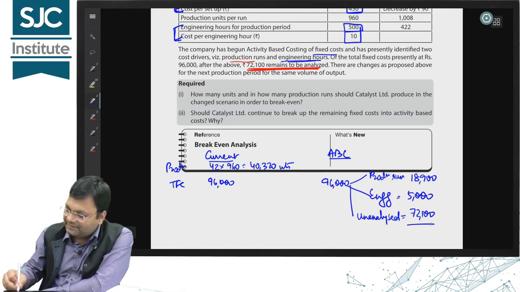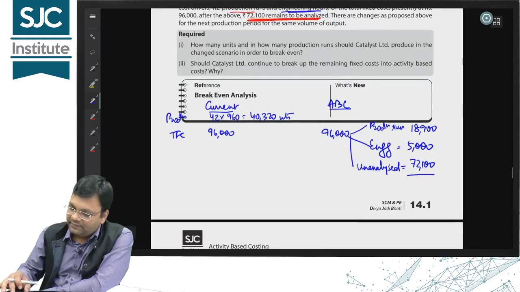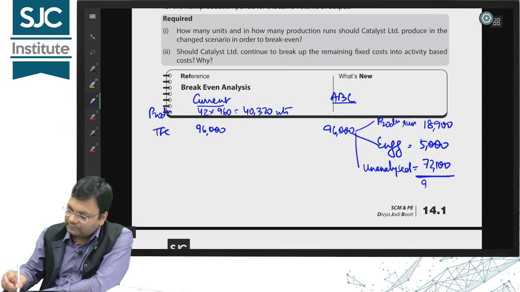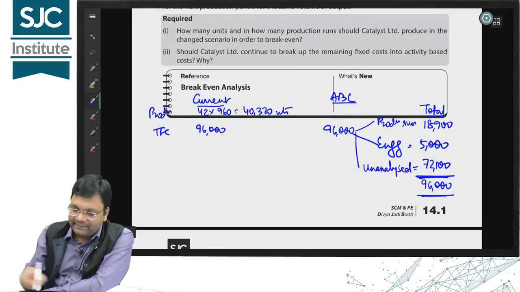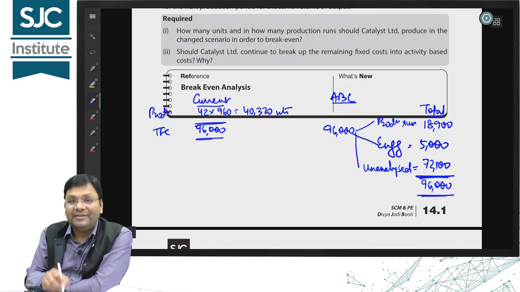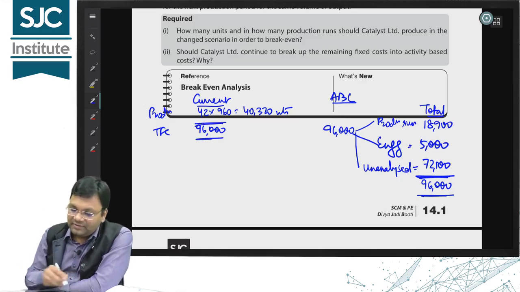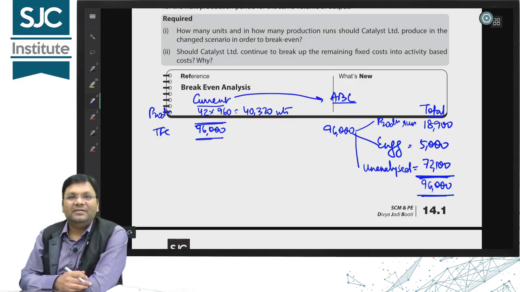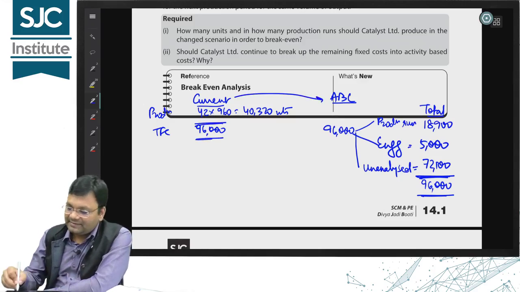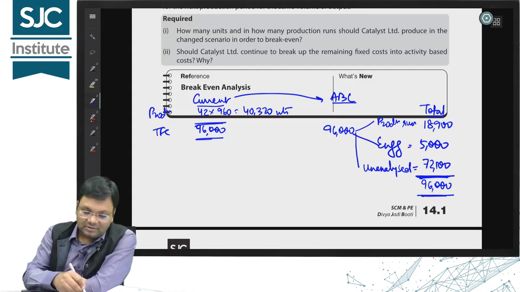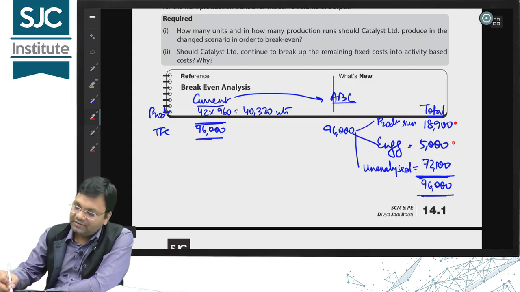If you add these three, 18,900, 5,000 and 72,100, it comes to 96,000. So the total is the same. Just the concept that I shared with you: if you are switching to ABC, how can you have savings immediately? You cannot. The total remains the same, just the breakup will be there. Since you now have the breakup, you can think of reducing these two costs. The unanalyzed cost can't get reduced, but these two can.